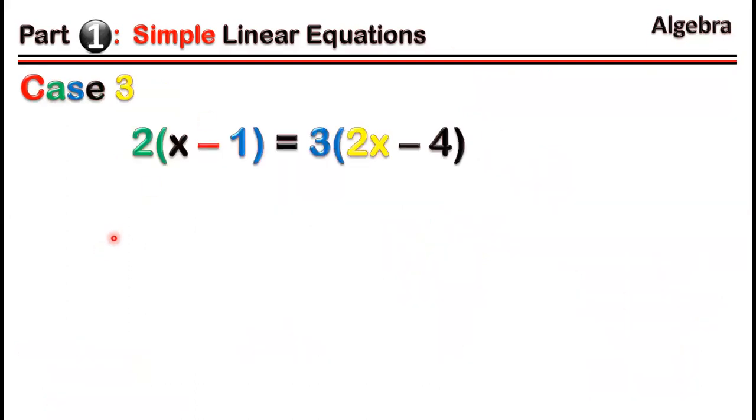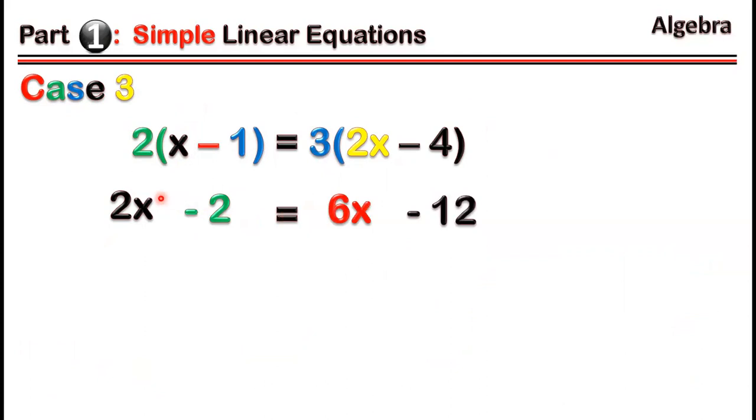The next case now, case 3, we have the case of brackets. So with brackets, first of all, expand. We expand when we have brackets. So we have 2 into x minus 1. So expanding, we have 2x minus 2 is equal to 3 times 2x, 6x minus 12.